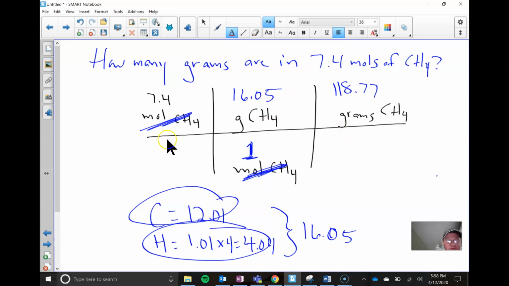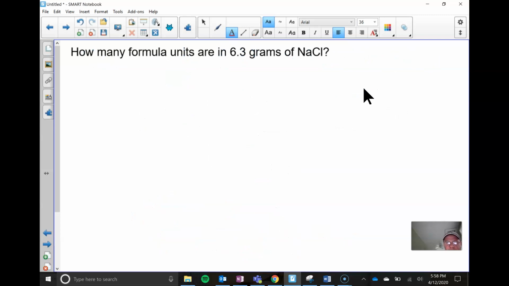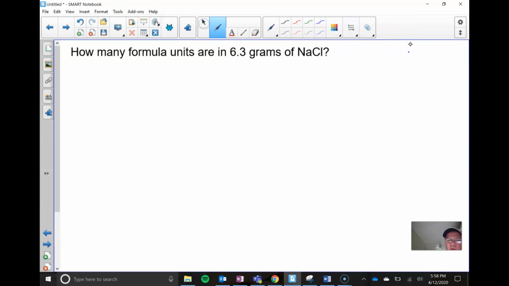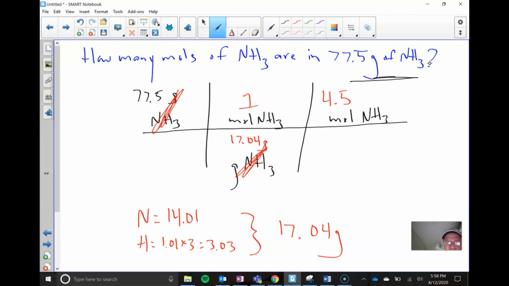So notice Avogadro's number, the 6.02 times 10 to the 23rd, did not come into play there because we're not looking at the number of particles. We're just strictly talking about mass. Okay, now we're going to kind of bridge the two. So here this problem says how many formula units are in 6.3 grams of sodium chloride. If I were just looking at the relationship between mass and moles, I wouldn't need Avogadro's number. I would just do the conversions like in these examples.